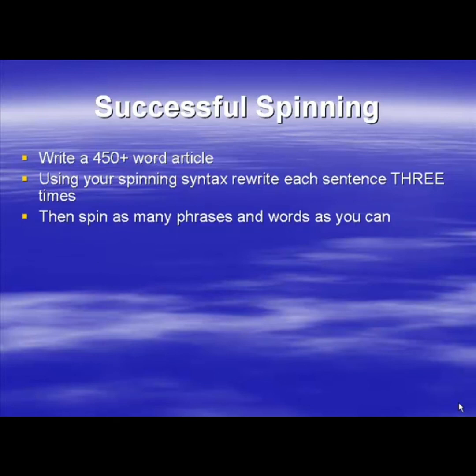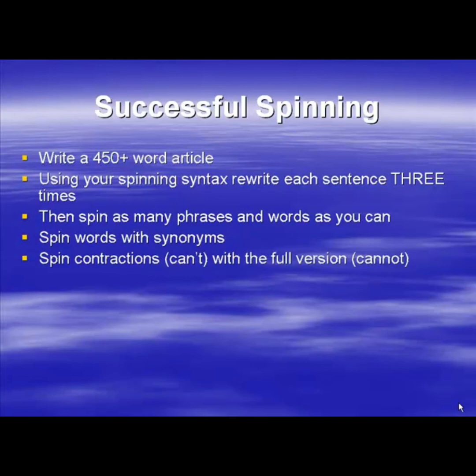Then within each sentence that you've rewritten, basically every single one of the sentences, you spin as many phrases and words as you can. So if there's a phrase that you can spin, you spin it. If there's a single word you can spin, you spin that as well. So you spin the single words typically with synonyms and the phrases with other phrases that mean the same. You will spin contractions with the full version, so can't becomes cannot, you're becomes you are, they're becomes they are, and so on. And what this does is this varies the word length of the article and helps make it that little bit more unique.